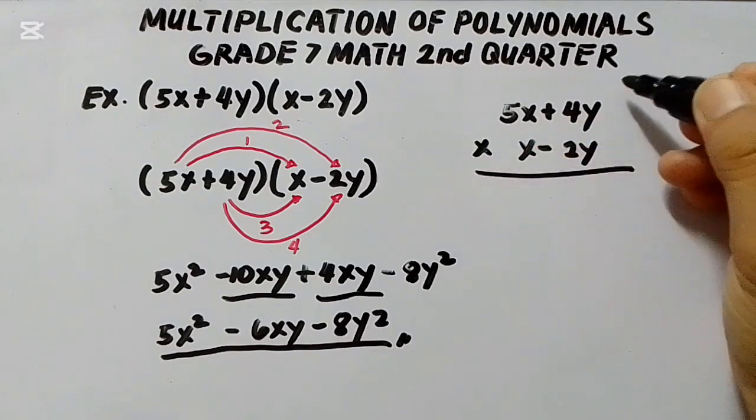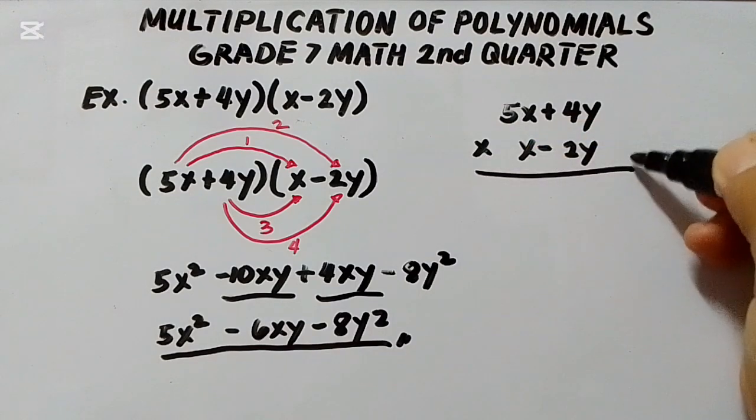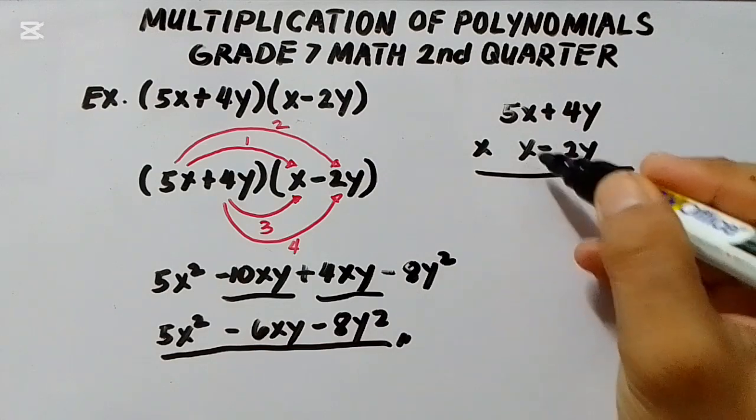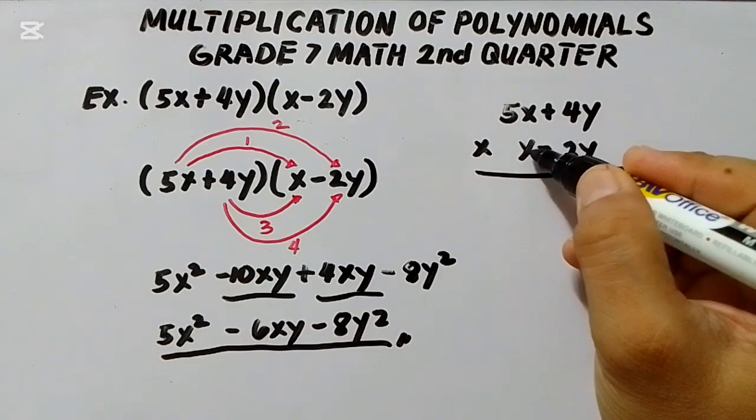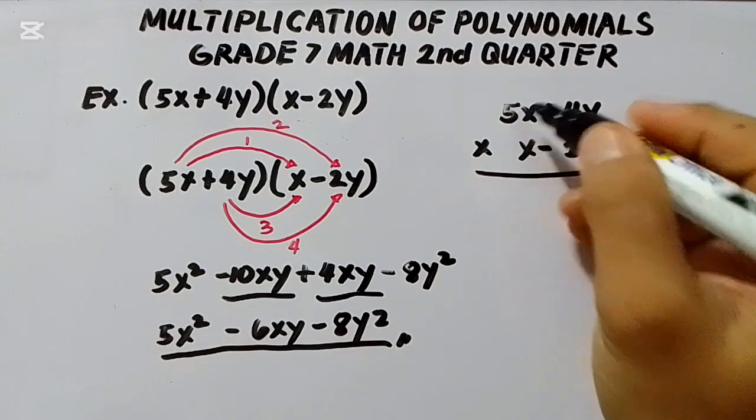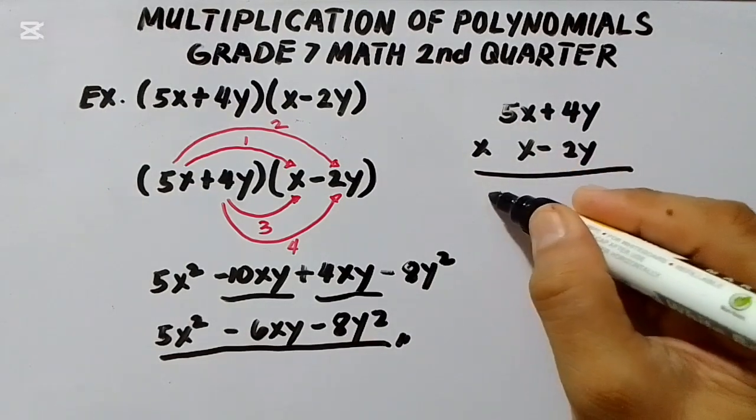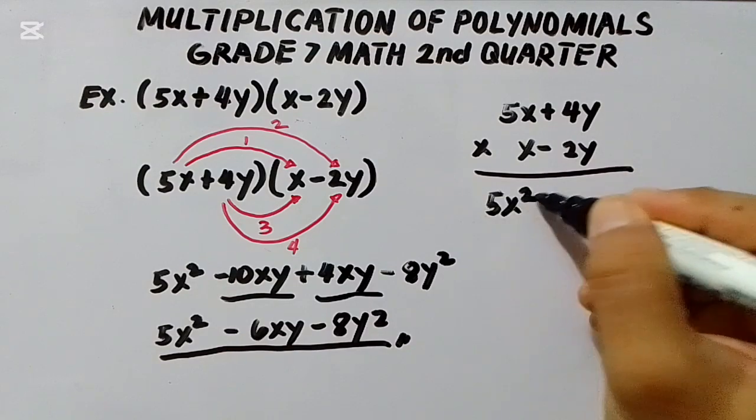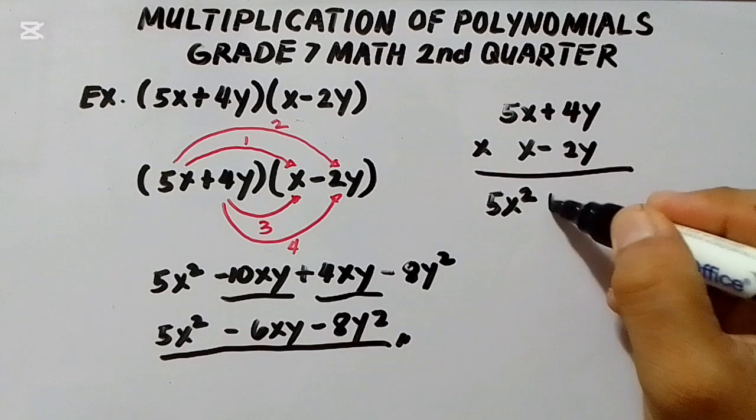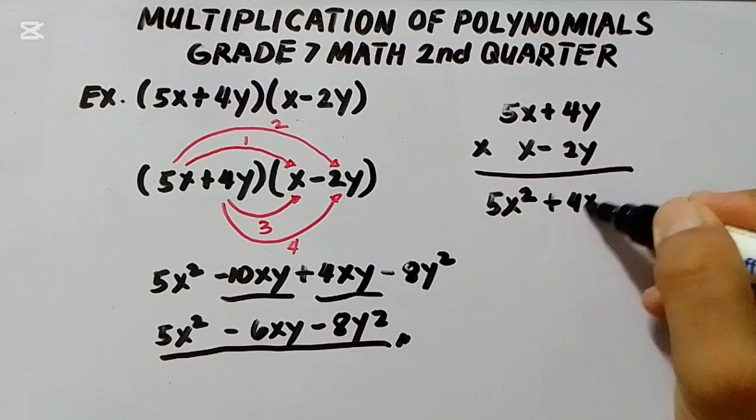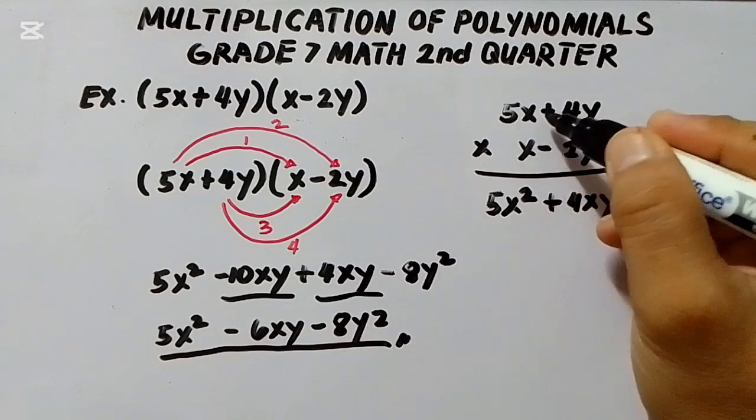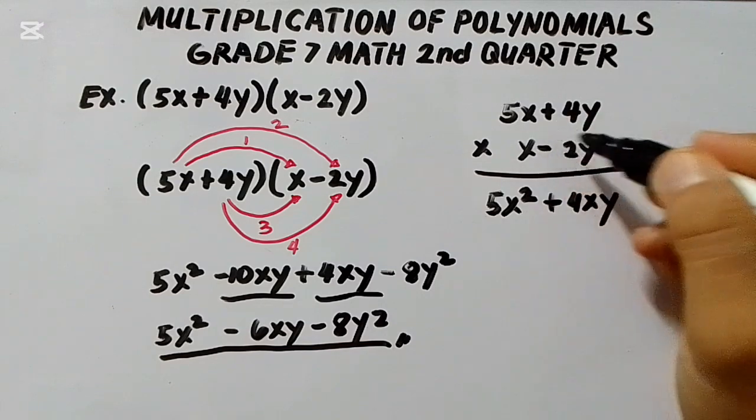Okay, so ito po yung tinatawag nating vertical method. So, naka-arrange na po siya vertically. Okay, so i-multiply po natin. Okay, so let's start with x times 5x. So, x times 5x, that is 5x squared. Then, x times 4y, that is positive 4xy. Then, negative 2y times 5x, that is negative 10xy.